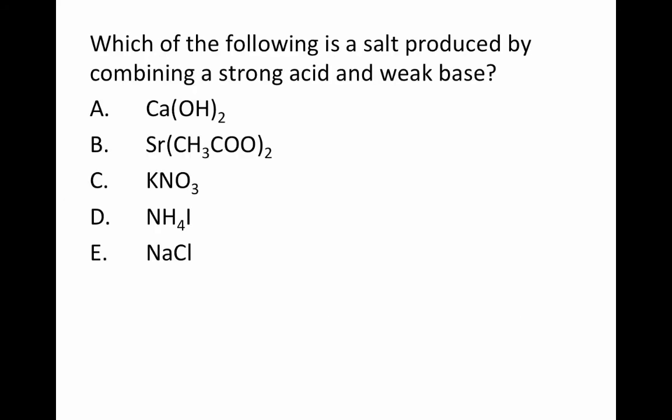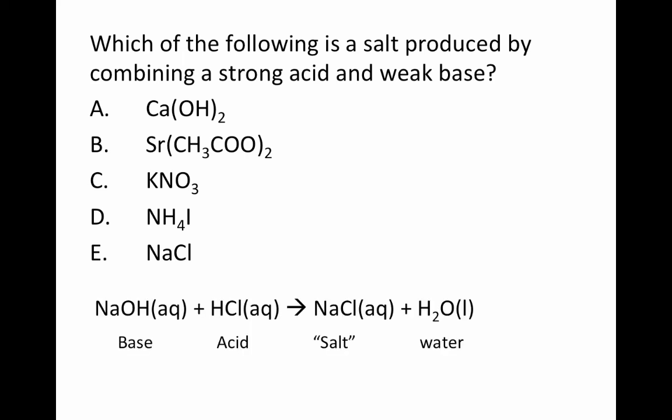Which of the following is a salt produced by combining a strong acid and a weak base? We saw in the previous question that sodium hydroxide combined with hydrochloric acid produced water and a salt. NaCl is what we might everyday call salt, but in any neutralization reaction, the resulting ionic compound is something that we'd call a salt. So sodium chloride forms when we're combining a strong acid with a strong base. Sodium hydroxide and hydrochloric acid produce the salt sodium chloride.